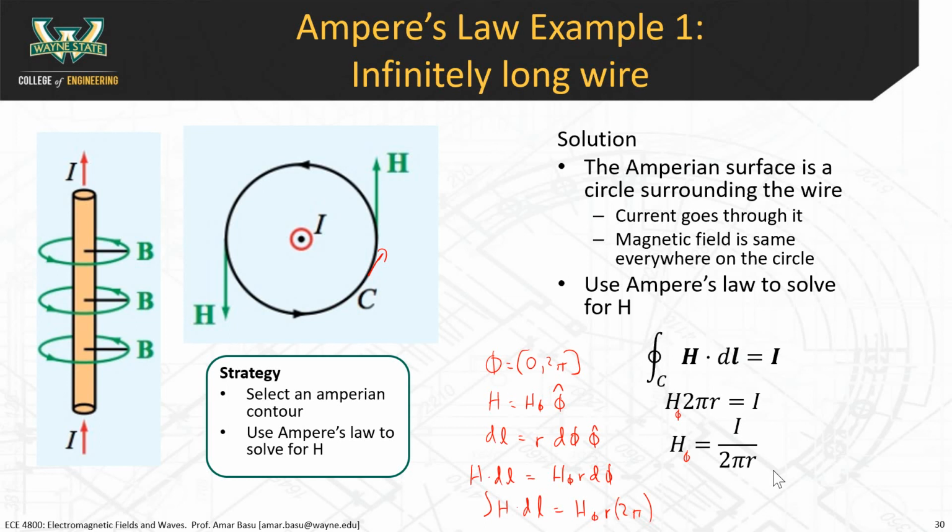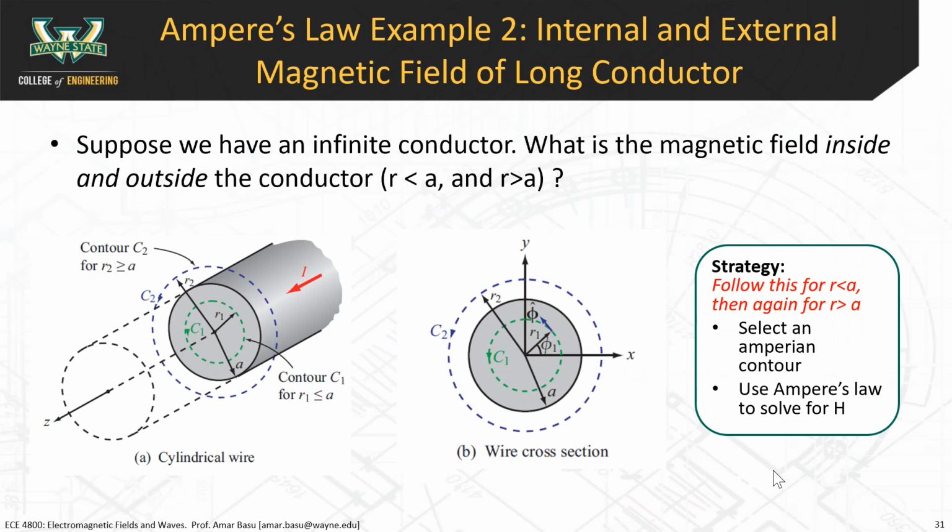So that's Ampere's law applied to an infinitely long wire. Same result as the Biot-Savart law. Second example here, I think I'll show you this example real quick. It's actually quite straightforward. This is an example where we find the magnetic field of a long conductor.